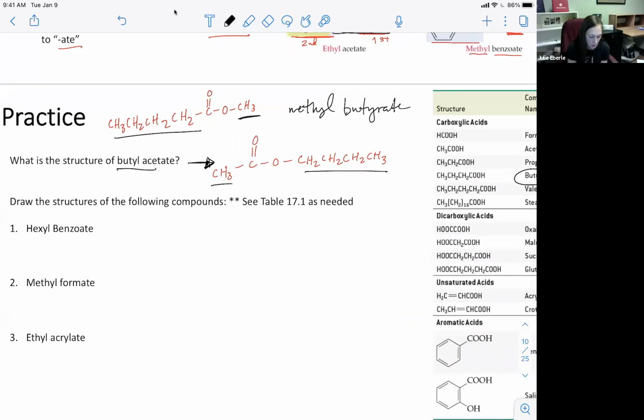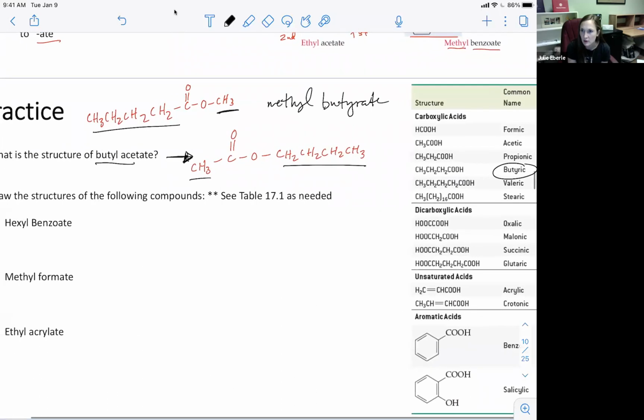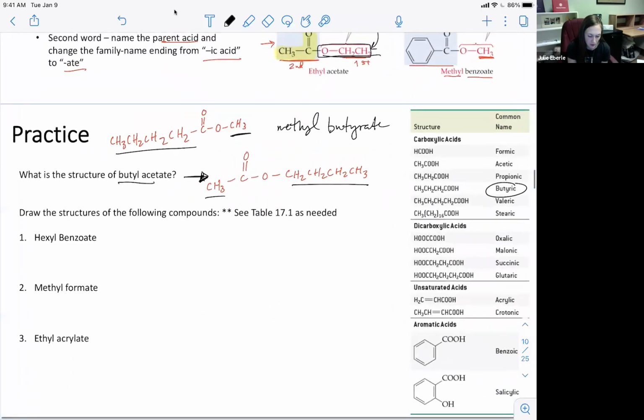Okay, let's try some more. I went ahead and put table 17.1 on this slide. I don't think y'all have it on your slides. I threw this on this morning just so y'all could see it. So I'm gonna zoom out so y'all can see those.